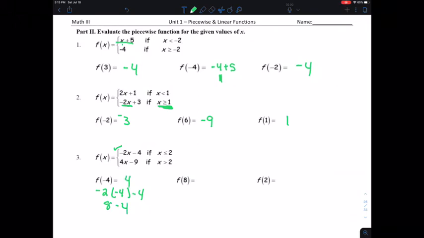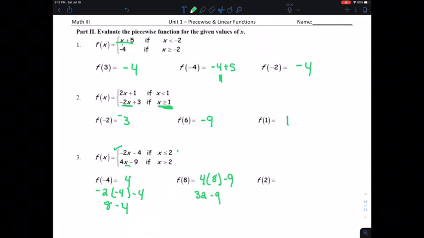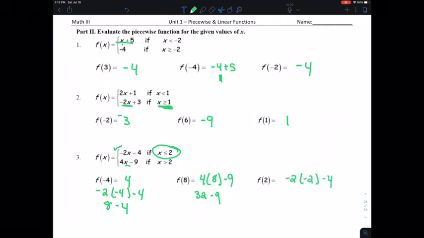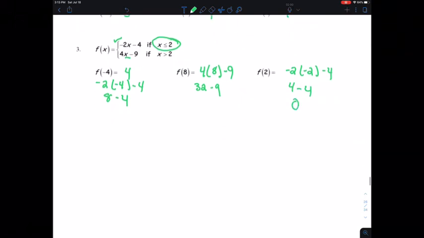F of 8 is greater than 2, so we'd use the bottom one. So that would be 4 times 8 minus 9, which is 32 minus 9, and you can do the math on that. F of 2, we're going to do the exact one, so that would be this one. So that would be negative 2 times 2 minus 4, which is 4 minus 4, 0.